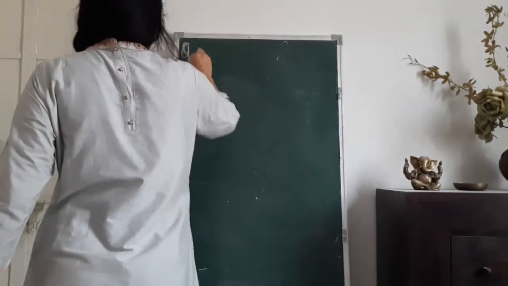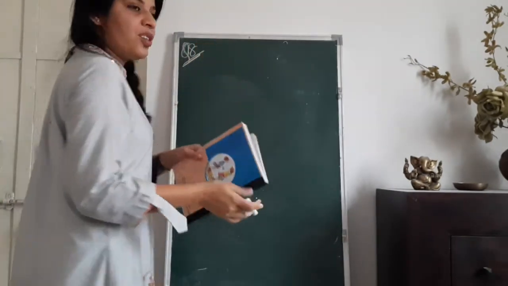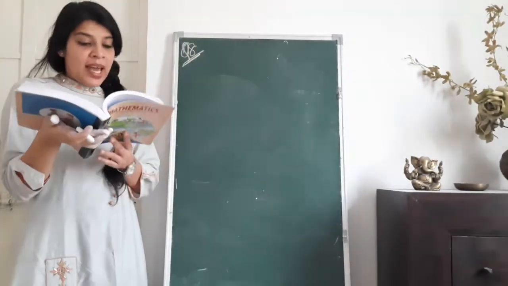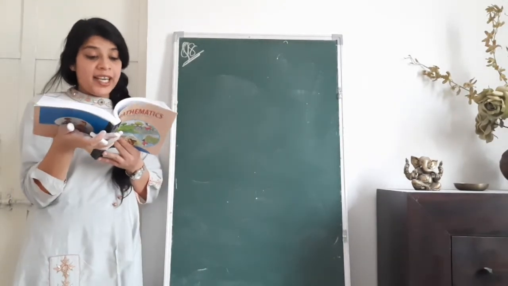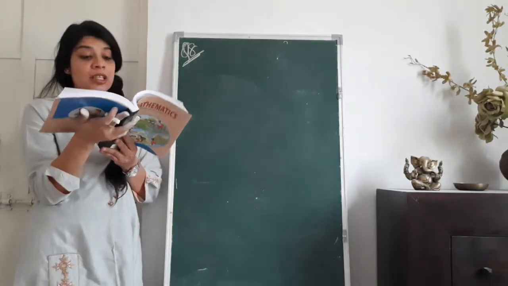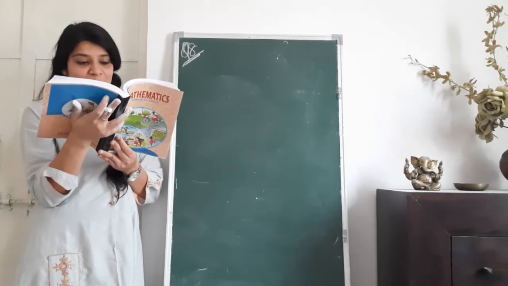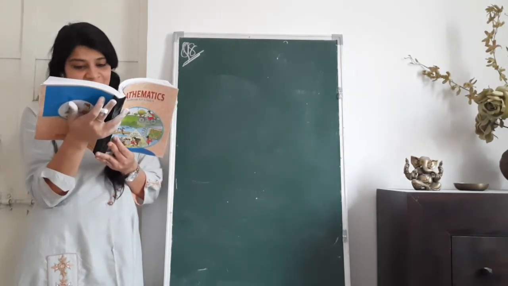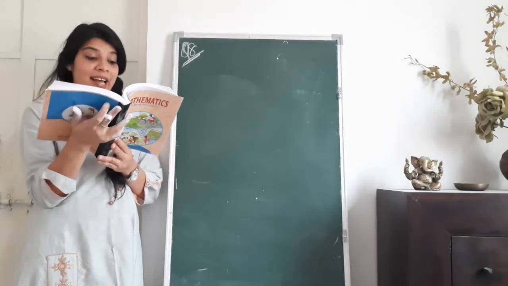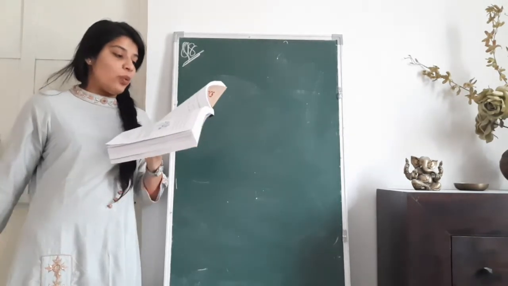That is question number 8. An AP consists of 50 terms, of which the third term is 12 and the last term is 106. Find the 29th term. Very interesting question.